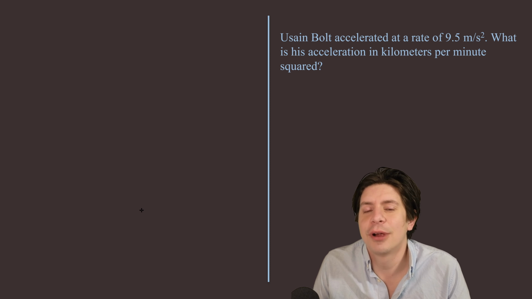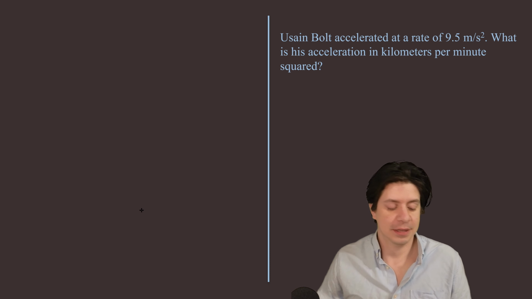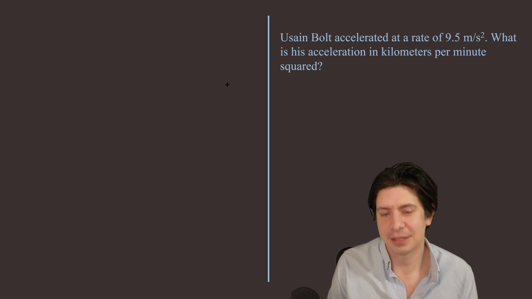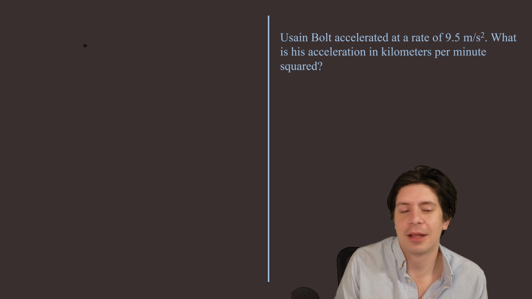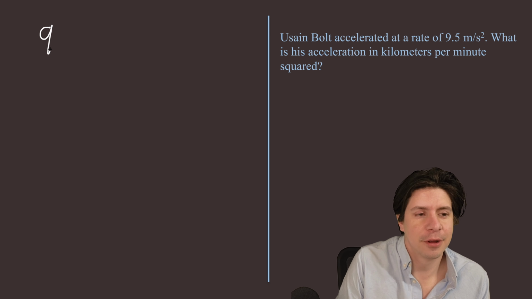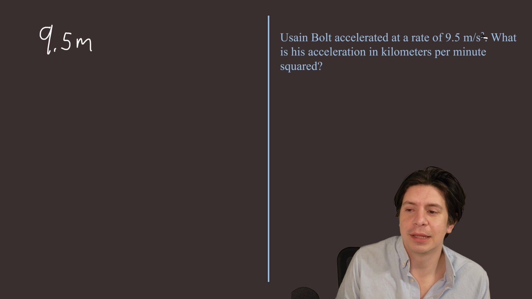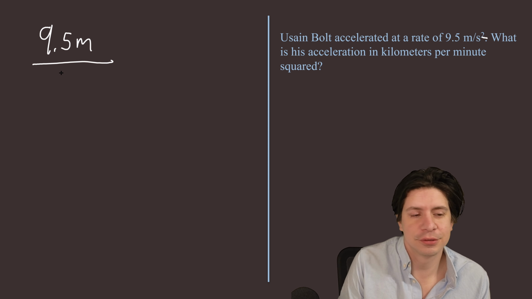All right, if you were asked this question on the SAT, would you be able to convert Usain Bolt's acceleration? So the tricky thing here is that it's acceleration, not velocity. So to convert from acceleration, the squared really changes things. So it's 9.5 meters over seconds squared.